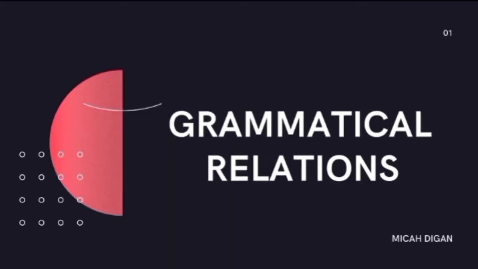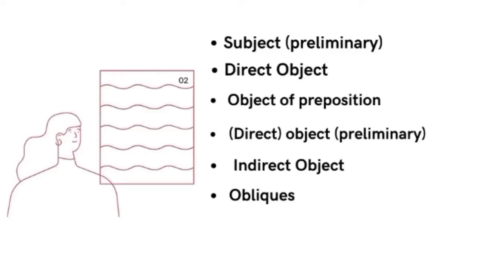And for today's discussion, we also have grammatical relations. The topics that we are about to discuss today are subject preliminary, direct object, object of preposition, direct object preliminary, and direct object and obliques.